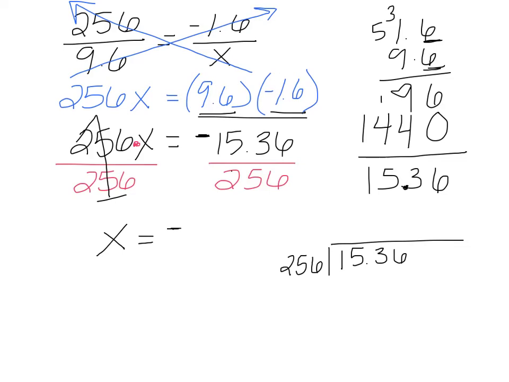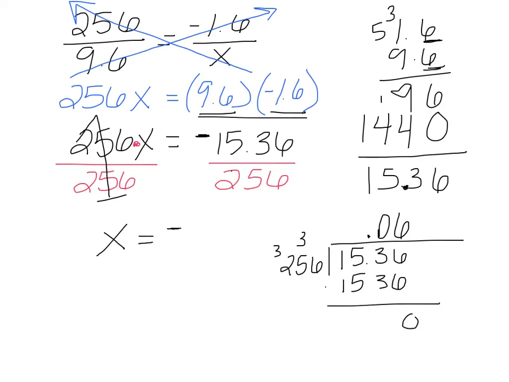So 256 does not go into 15, and it doesn't go into 153 either, so I'm putting a 0. It does go into 1,536, and I'm going to guess it goes in about 6 times. 6 times 6 is 36, carry my 3. 6 times 5 is 30, plus 3 is 33. 6 times 2 is 12, plus 3 is 15. And when I subtract, I get a 0.